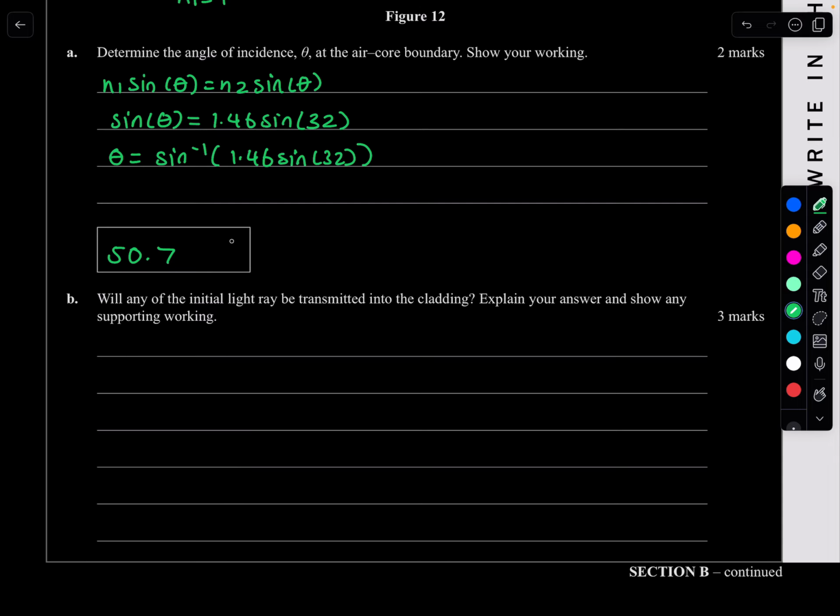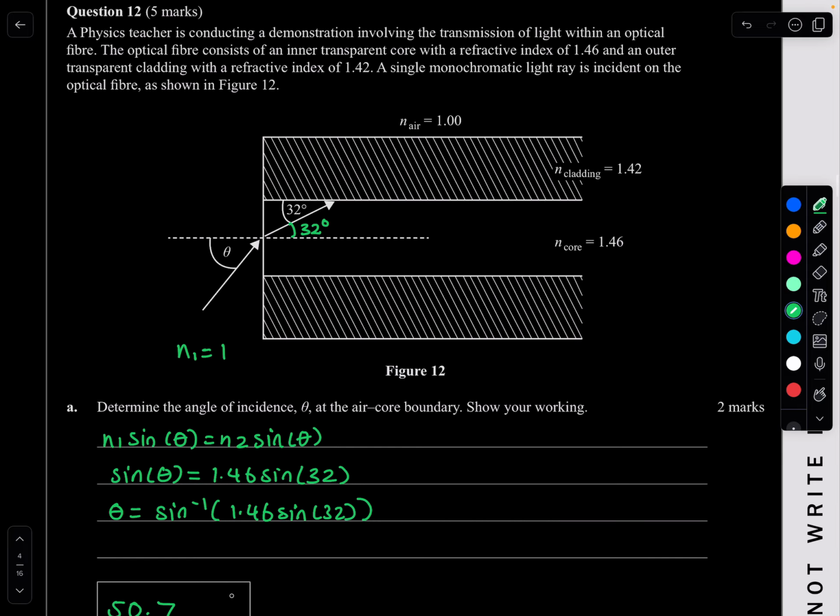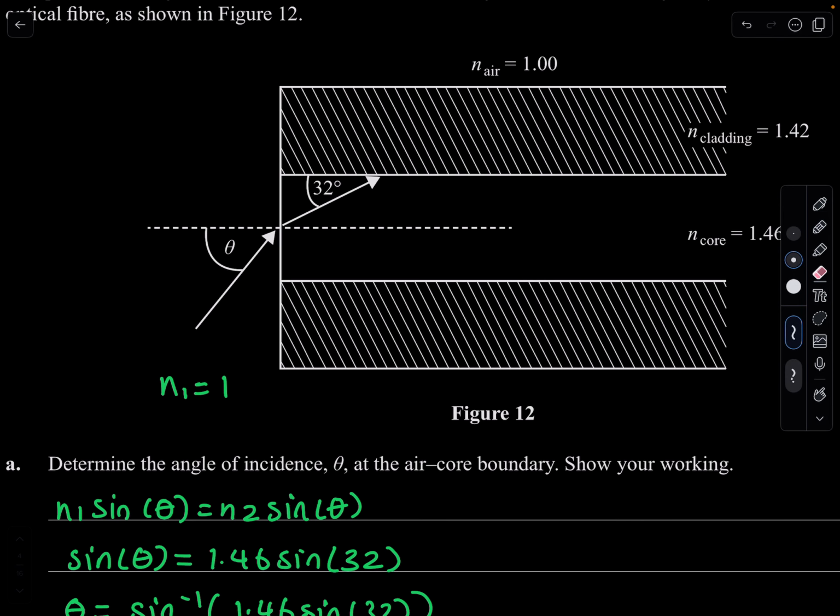Explain your answer and show any supporting working. All right, so what's happening is basically, okay, we have this light ray coming here. Let me actually draw a normal here. Let me draw a nice normal line here, just to show this.